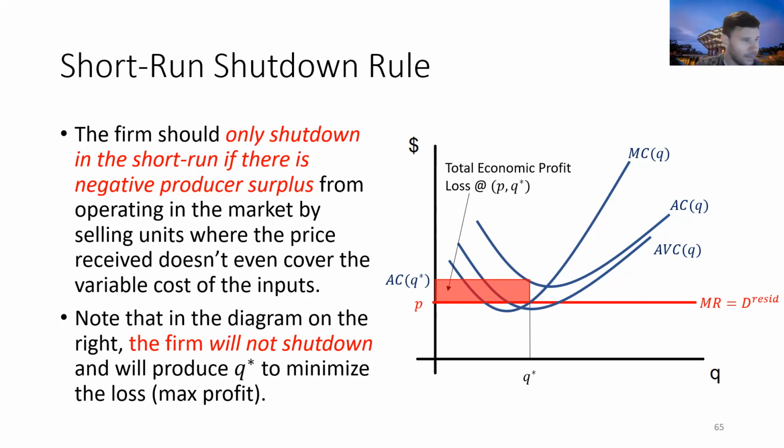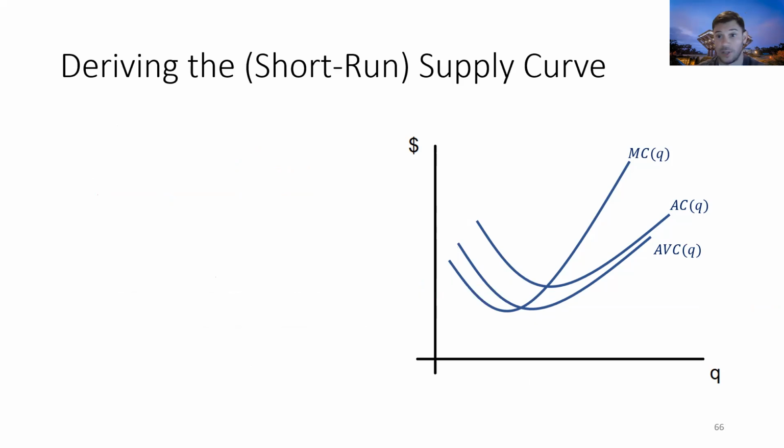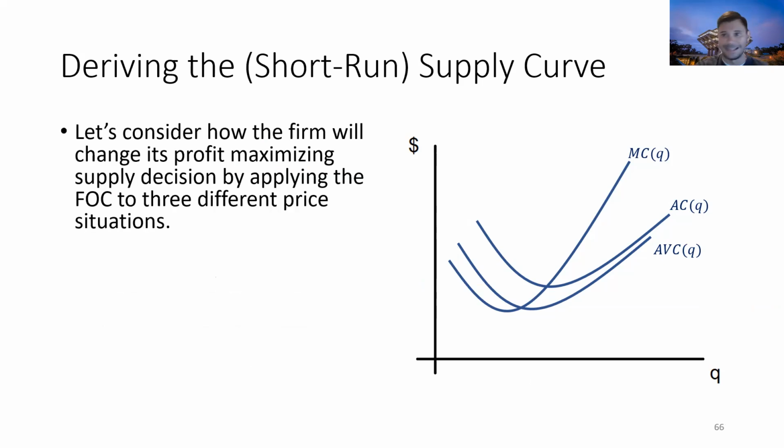Now, let's wrap things up tonight by thinking about deriving that short run supply curve. To think about this, what we're going to have to do is consider how the firm would change its profit maximizing supply decision by looking at different price situations. What happens if the price changes? Well, the profit maximizing quantity will change. So let's go ahead and consider 3 different price situations.